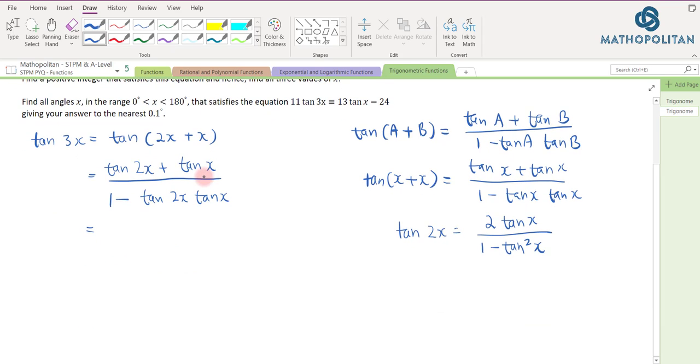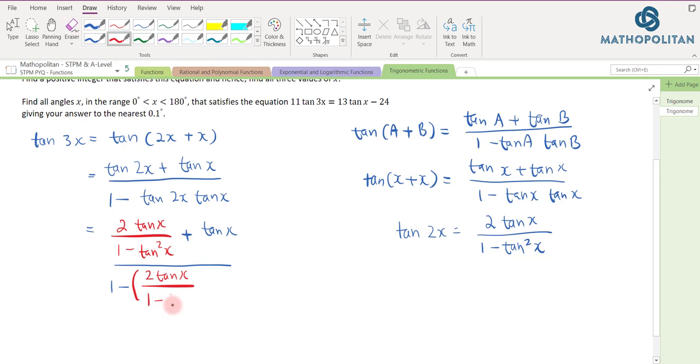So for tan 2x, I'm going to change it to 2 tan x over (1 minus tan squared x). The rest is the same: plus tan x, over 1 minus, in brackets, 2 tan x divided by (1 minus tan squared x), and then we multiply by this tan x here.